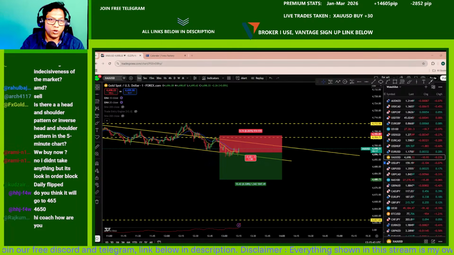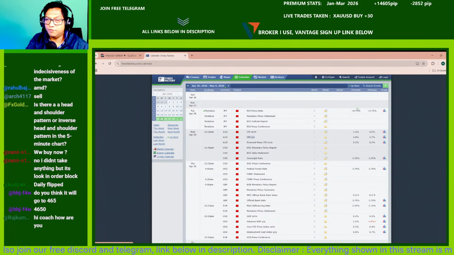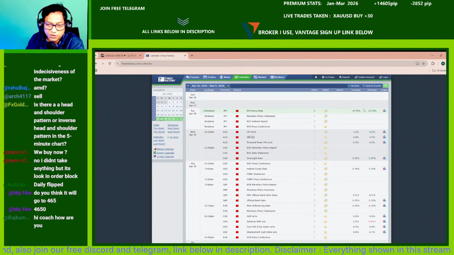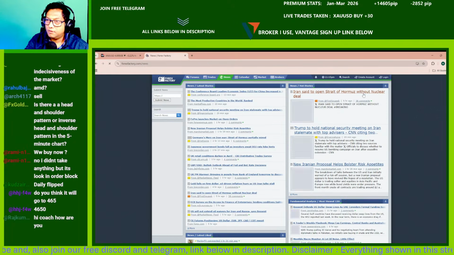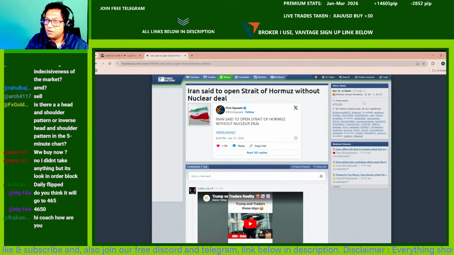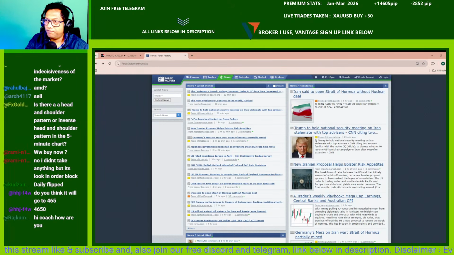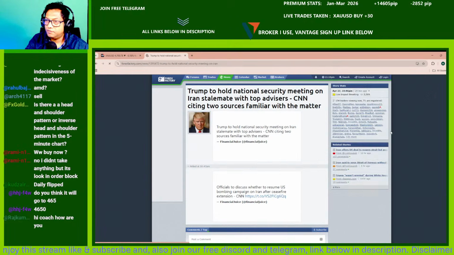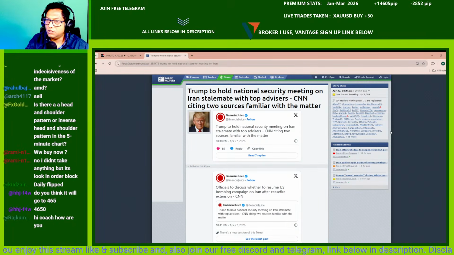Let's see where it is going to be heading, and in the meantime, any breaking news that might influence the market here. Okay, there are a couple of headlines that you can see. Iran set to open the Strait of Hormuz without a nuclear deal. So Iran wants to open the Strait of Hormuz without a nuclear deal. There's another one: Trump to hold national security meetings on Iran's stalemate with top advisors, CNN citing two sources familiar with the matter.